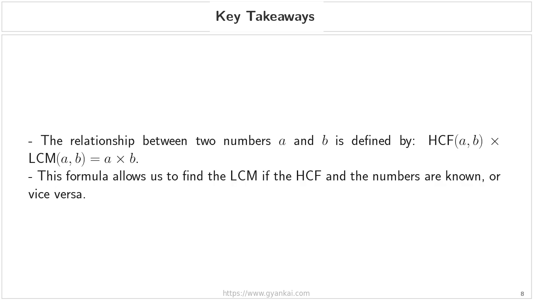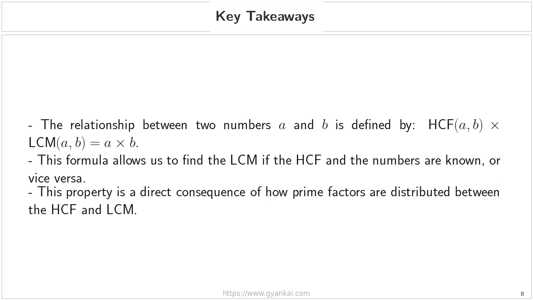As we saw in our worked examples, the real power of this formula lies in its versatility. It acts like a mathematical bridge, allowing us to find the least common multiple easily if we already know the HCF and the 2 numbers, or even find the HCF if we have the other 3 values. It saves us the extra effort of performing prime factorization every single time.